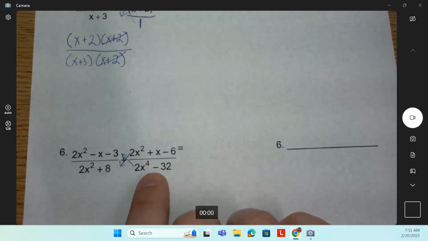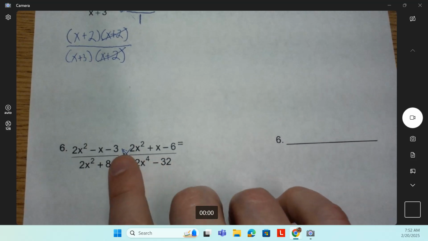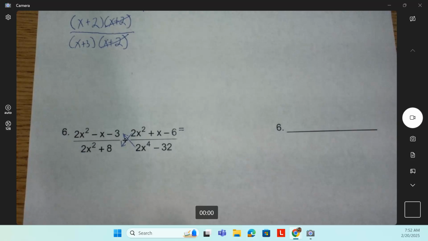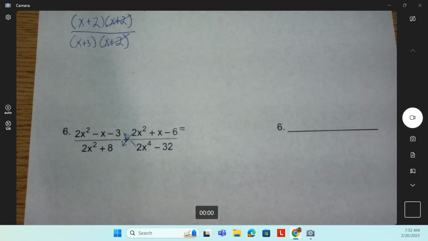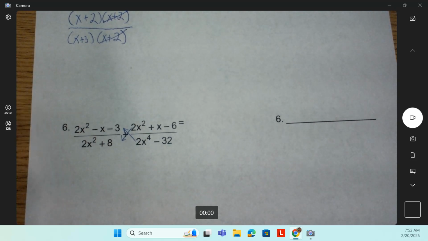And now when I've got terms on both the top and bottom, they're both going to swap sides. So as we go and start factoring all this out, I'm going to swap the sides kind of as we go.